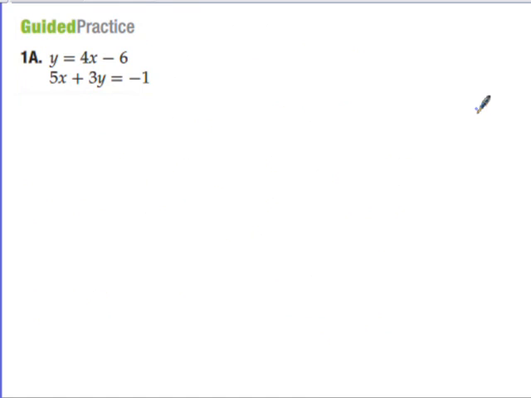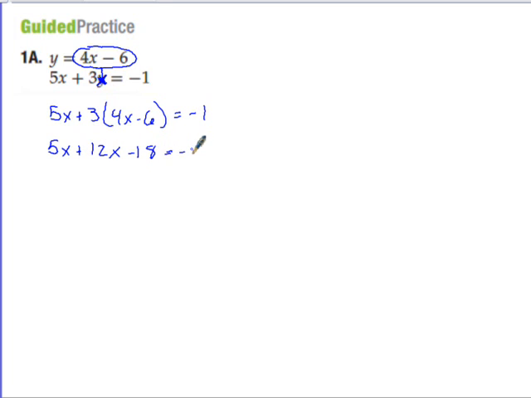Okay, so you have 2 more examples there. I'll walk through one of them with you, and then I'm going to have you try the second one on your own. So 1a we're going to do together: y equals 4x minus 6, and then 5x plus 3y equals negative 1. Already solved for y, so I'm just going to take this expression right here and replace the y with this whole thing. So I have 5x plus 3 times (4x minus 6), and that's going to be equal to negative 1.